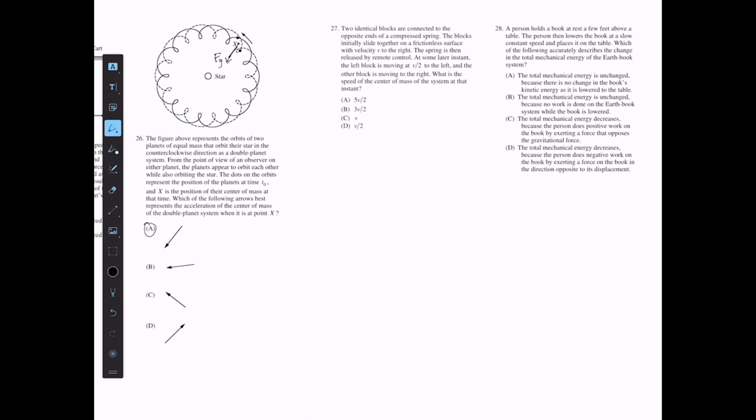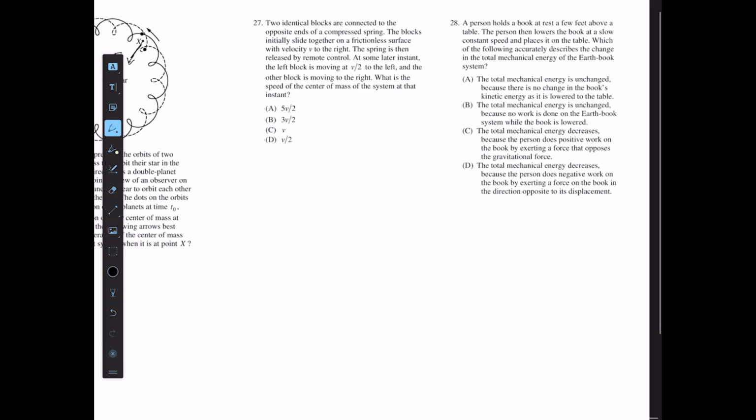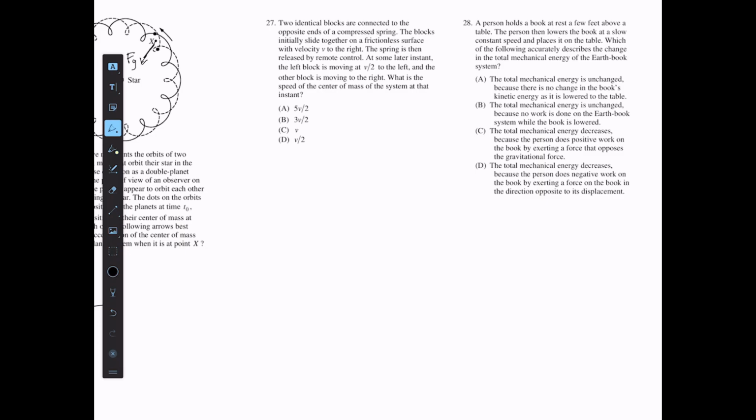Two identical blocks are connected to the opposite ends of a compressed spring. The blocks initially slide together on a frictionless surface with velocity v to the right. Okay, so they're connected, so they initially go v. The spring is then released, and at some instant later, the left block is moving at v over 2 to the left, and the other block is moving to the right. What is the speed of the center of mass at that instant?